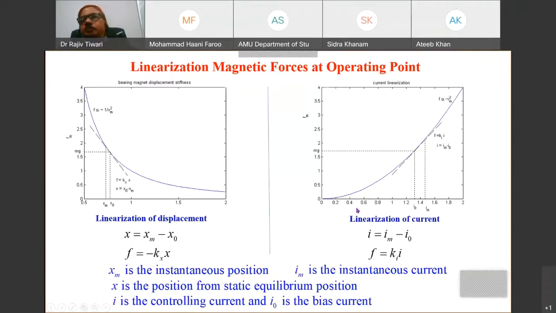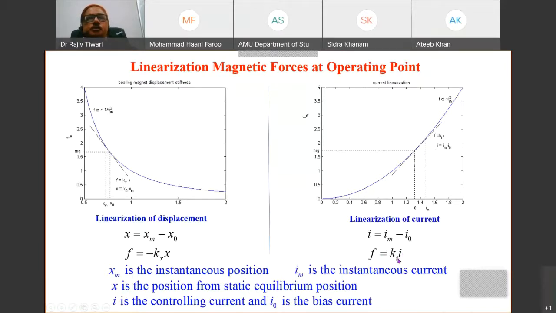Same thing is for the current. To float the rotor and balance its weight, we apply some fixed current, and if there is any disturbance from that position, then we additionally apply a controlling current. So the fixed current is the operating position. Around that, if any disturbance is there, if we draw a tangent at the operating position, the slope will give another stiffness that is called the current stiffness.